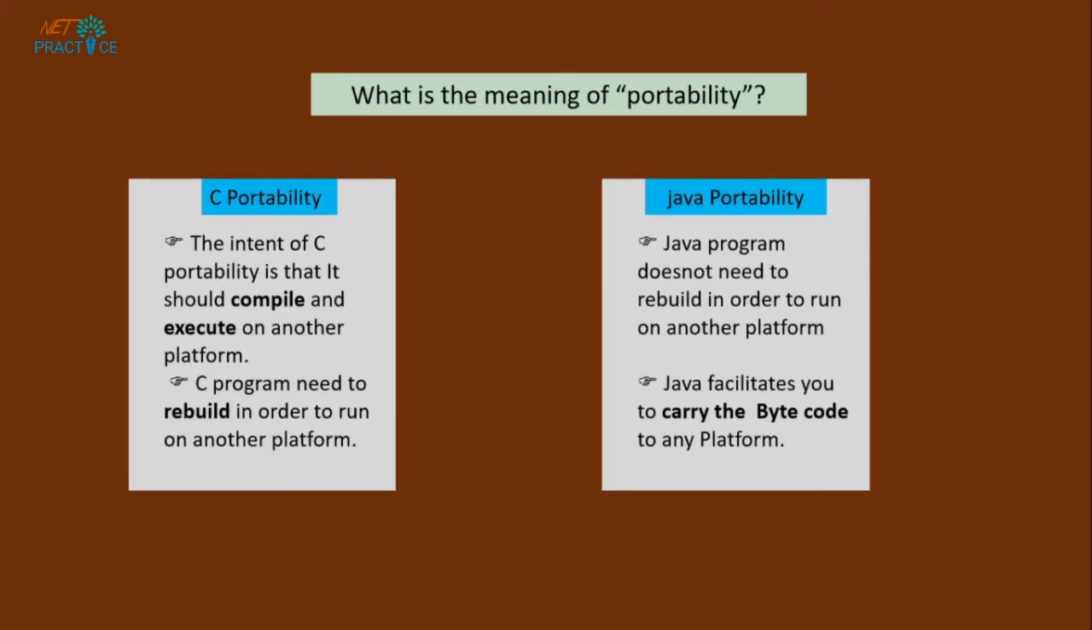So C portability means C should compile and execute on another platform. So you need to rebuild in order to run on another platform. But in case of Java, you do not need to rebuild your Java application to run on another platform. You can happily carry the bytecode and run it on any platform.